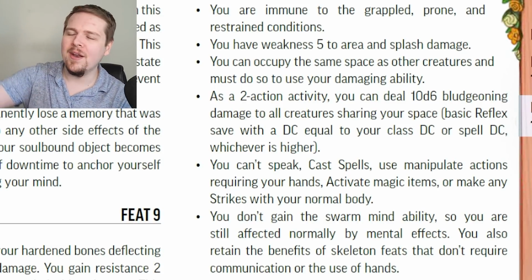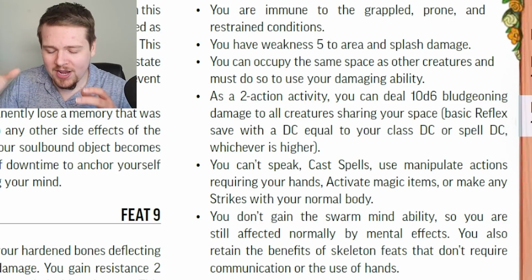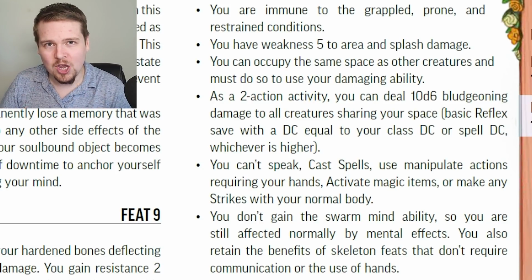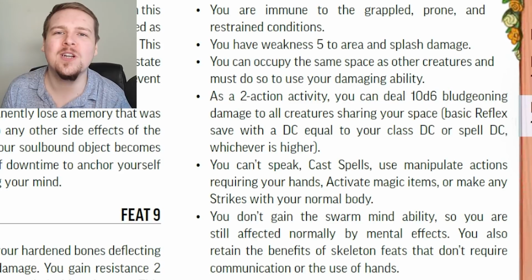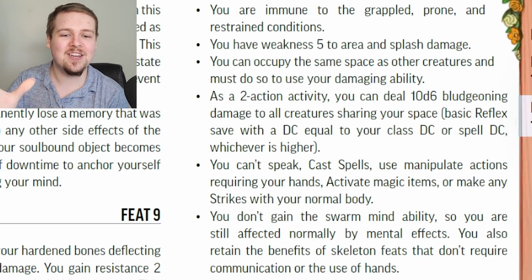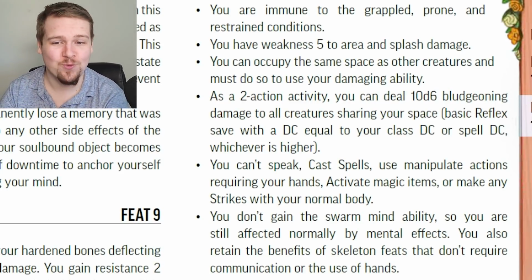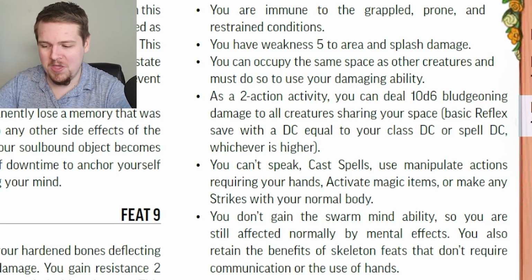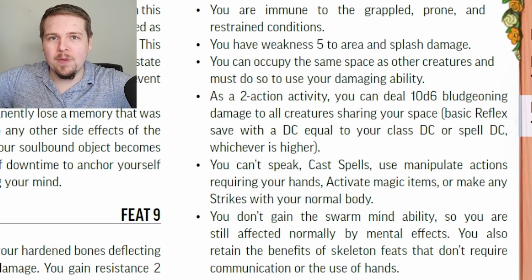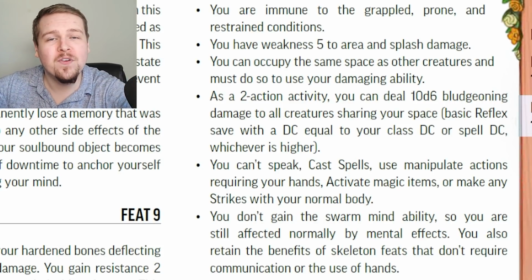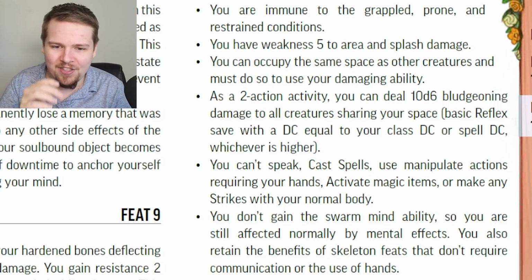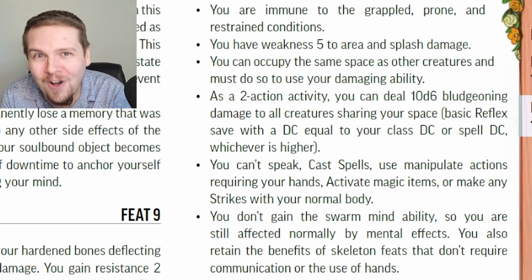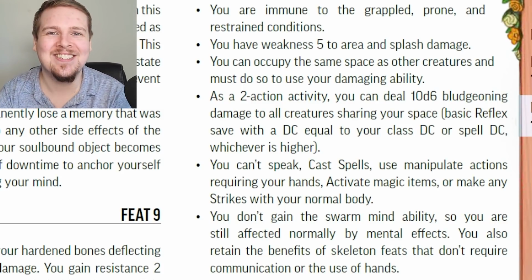And the big one, as long as there is a creature inside of your space, you can deal 10d6 bludgeoning damage for 2 actions. This is a basic reflex save. That's really good. You just become a 10d6 swarm that can move 40 feet for one action and then deal 10d6 to everything inside. The hardest part is it says all creatures, not just enemies.